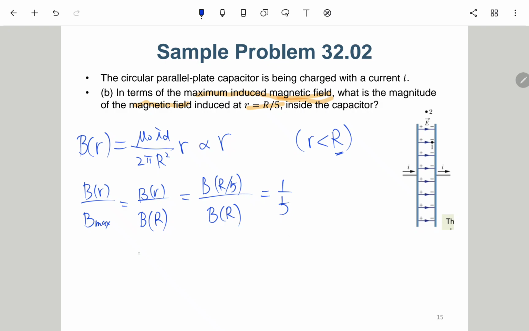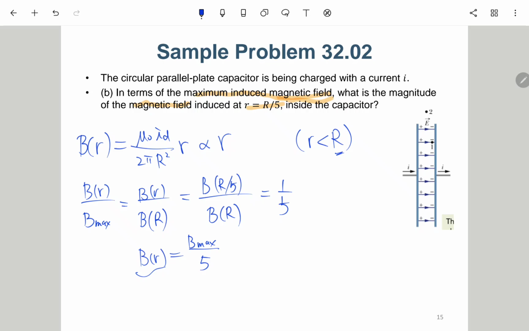Or I could write B of r is B max over 5. Okay, so this is the final answer. So what is the magnitude of the B field induced at, in terms of the maximum induced B field? B of r is B max over 5.